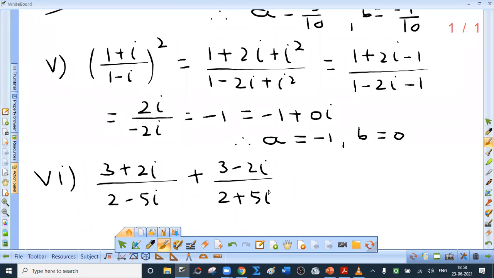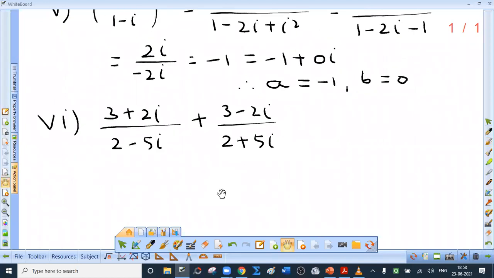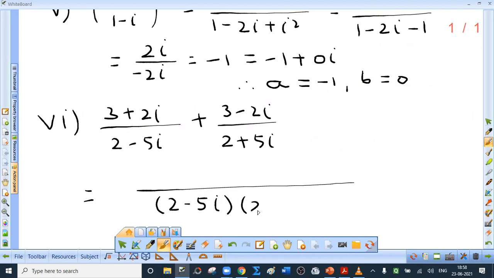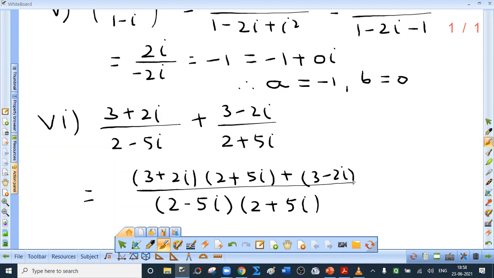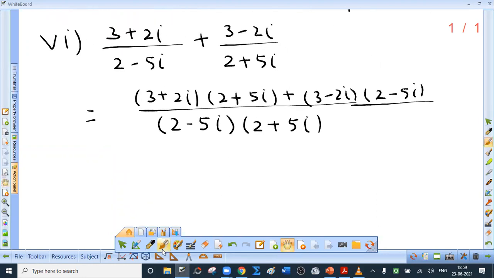Now you will observe that the denominators are complex conjugates of each other, right? So why consider them separately? Say 2 minus 5i into 2 plus 5i is the LCM. So tell me, what is the numerator? 3 plus 2i into 2 plus 5i. I hope you know how to add two fractions. Within a fraction of a second, you should tell me to find the LCM, divide the common denominator by the denominator of the first, multiply it by the numerator of the first, and so on. Yes, open all the brackets and tell me what you get.